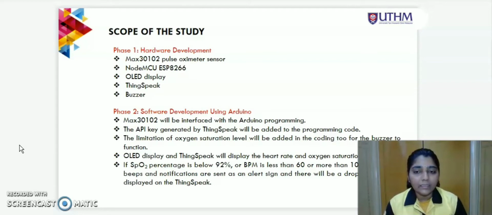The API key generated by ThingSpeak will then be added to the program code. The limit for oxygen saturation level will be added in the coding too for the buzzer to function. The OLED display and ThingSpeak will display the heart rate and oxygen saturation reading. If the SpO2 percentage is below 92% or the heart rate reading in BPM is less than 60 or more than 100, the buzzer beeps and a notification is sent as an alert sign, and there will be a drop or a rise in the graph displayed on ThingSpeak.